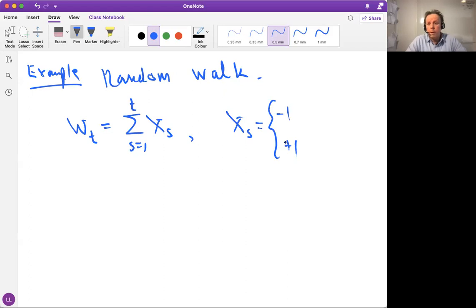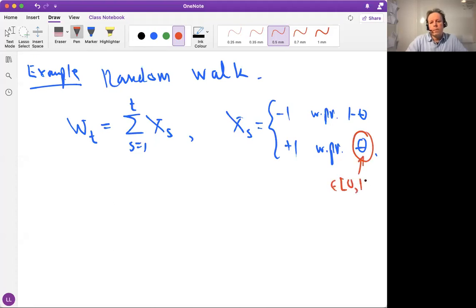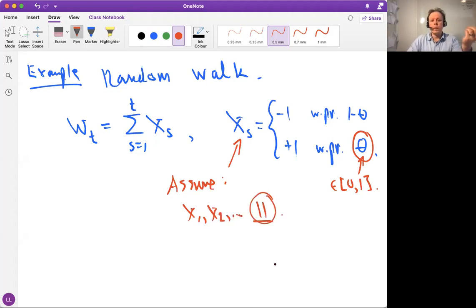So you could think of gambling: either you win €1 or you lose €1. Let's say you lose €1 with probability 1 minus theta, and you win with probability theta. Theta is some parameter that we fix, between 0 and 1, that describes our model for the random walk. And let's assume that X1, X2, etc. These outcomes of our gambling are mutually independent.